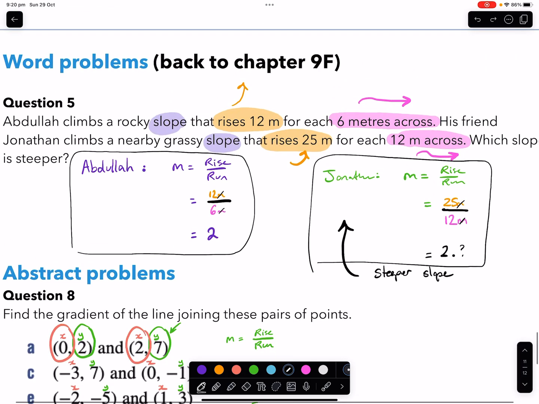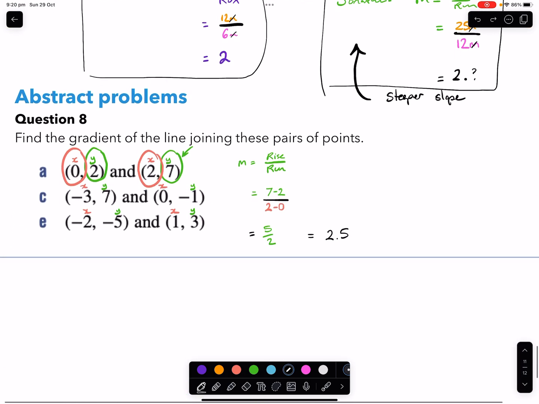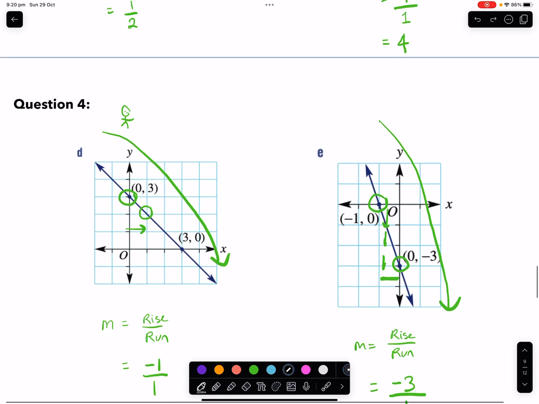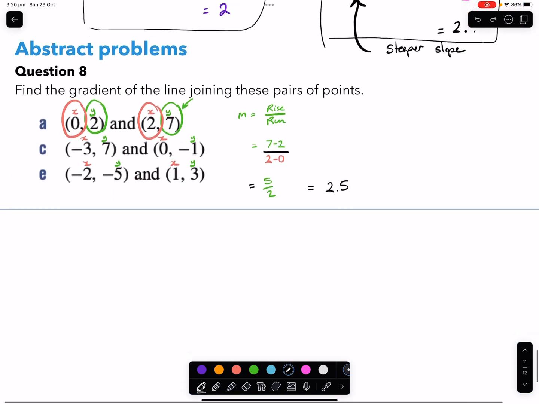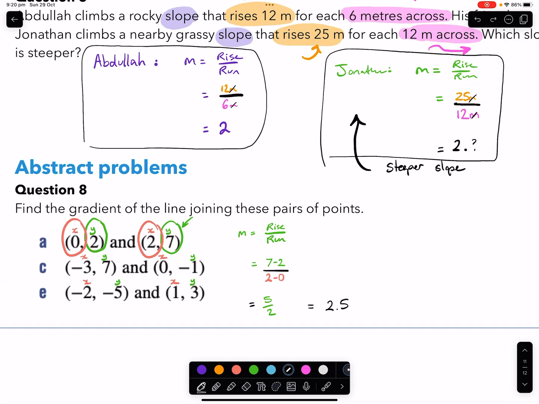That's the end of the video. I would encourage you to try some questions on your own, particularly with finding these gradients. But I think we've done this quite a lot now, across term 3 and now into term 4, so I think you'll be pretty fast at these. Good luck.